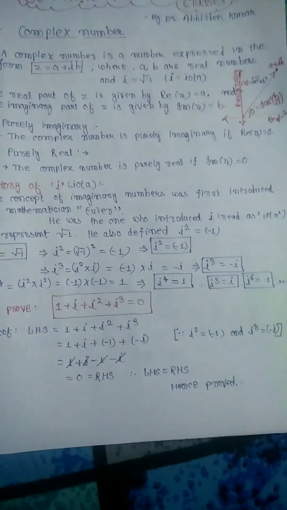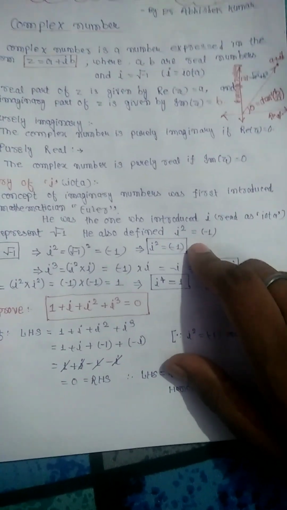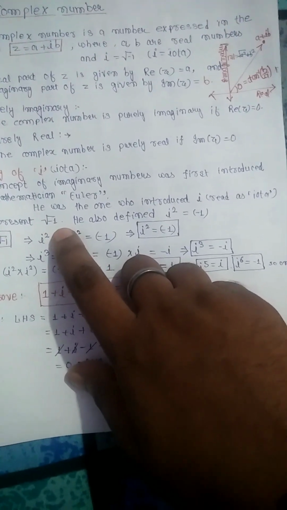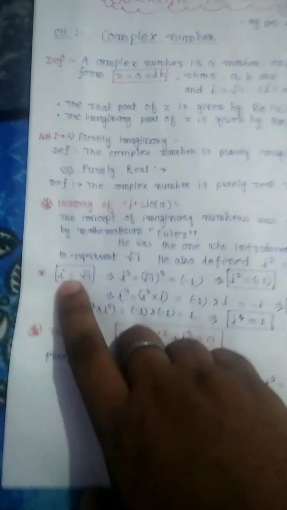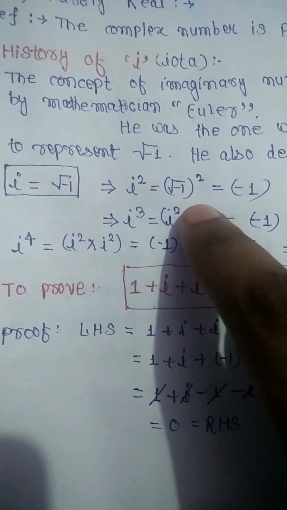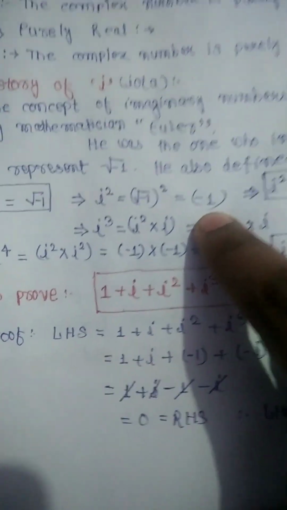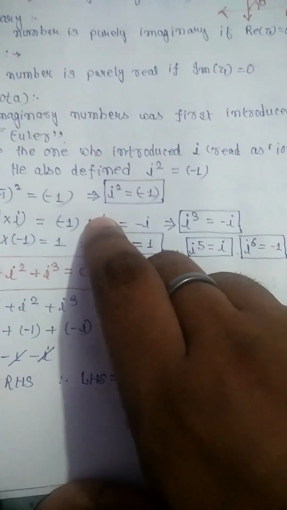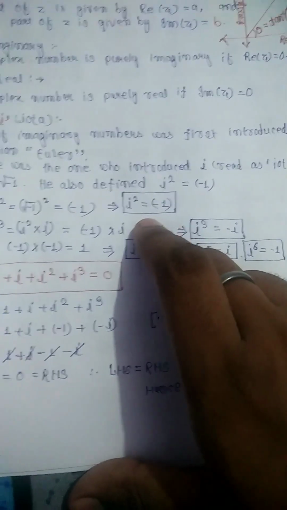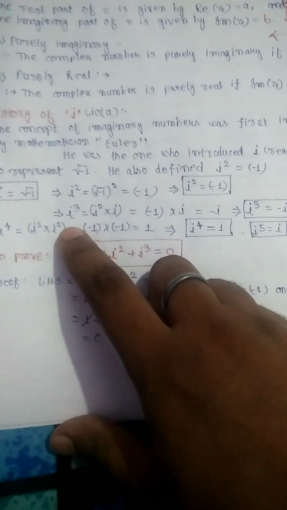He also defined not only i, he also defined the value of i square. He defined that i square, iota square, is minus 1. Obviously, i into i is root over minus 1 into root over minus 1, which is going to be minus 1. So i equals root over minus 1. If we calculate i square, the square of root over minus 1 is none other than minus 1. So iota square is minus 1. That is very important. We have to keep it in mind, not to remember or mug up, but to keep it in mind.